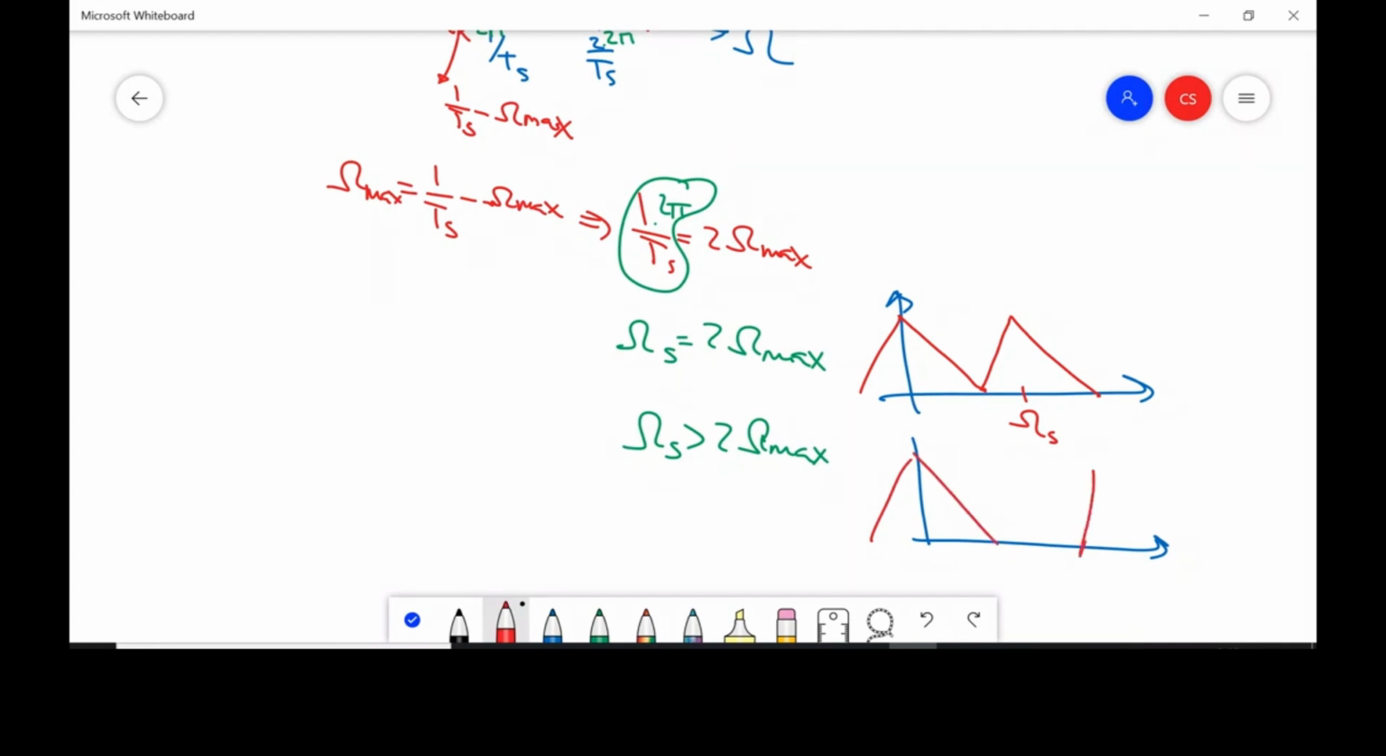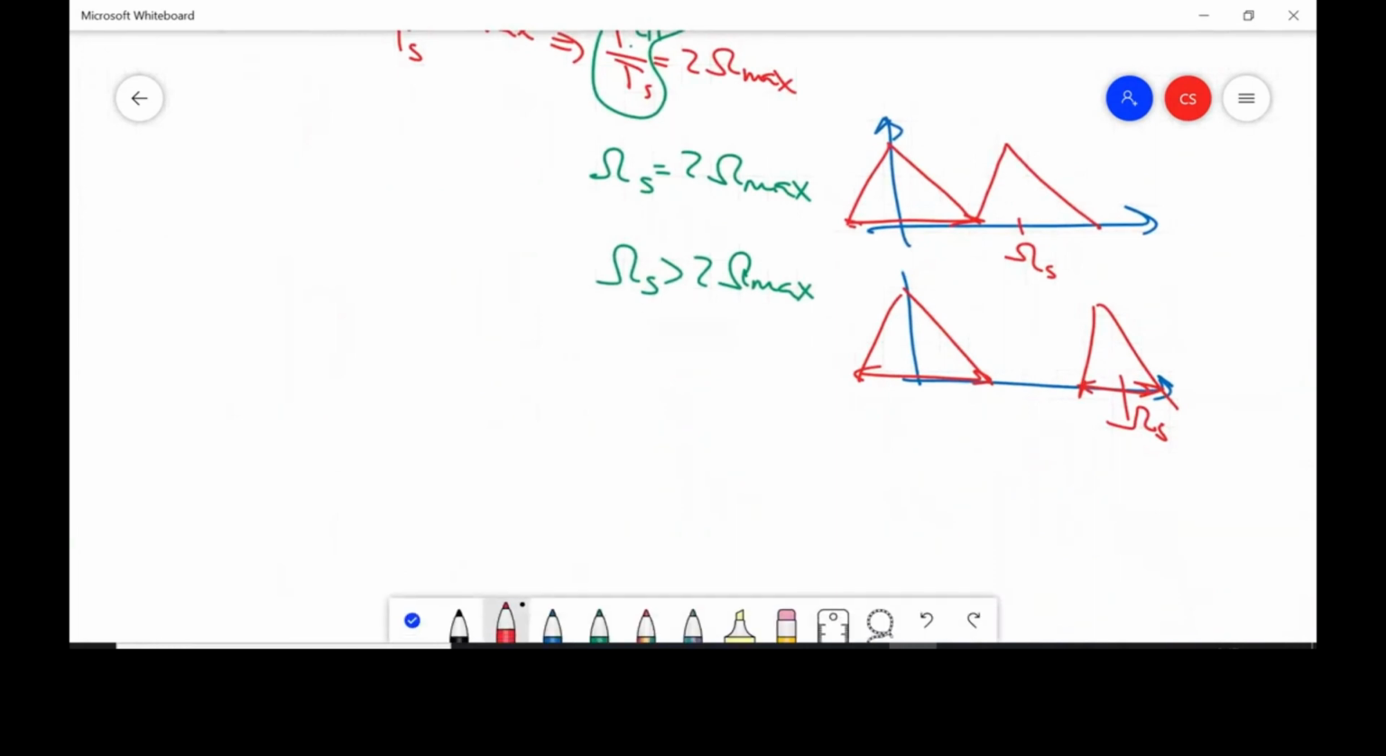So they are equally wide. This width here is still the same. But now omega s is farther away, so they don't overlap. And what happens if omega s is smaller than twice omega maximum? Then they overlap.